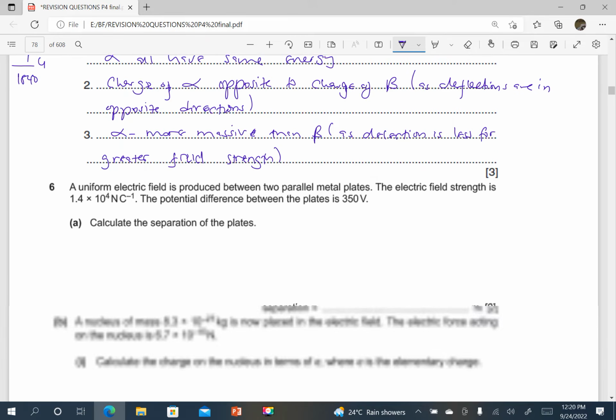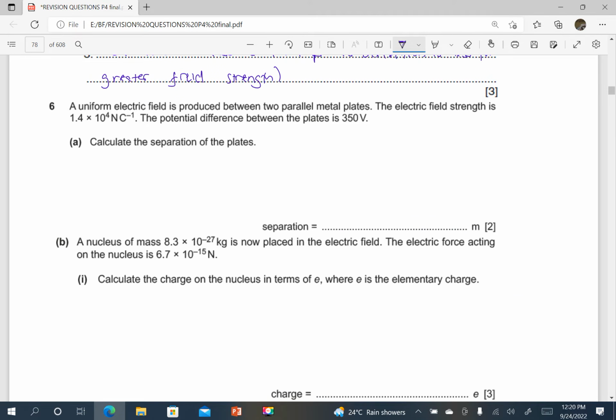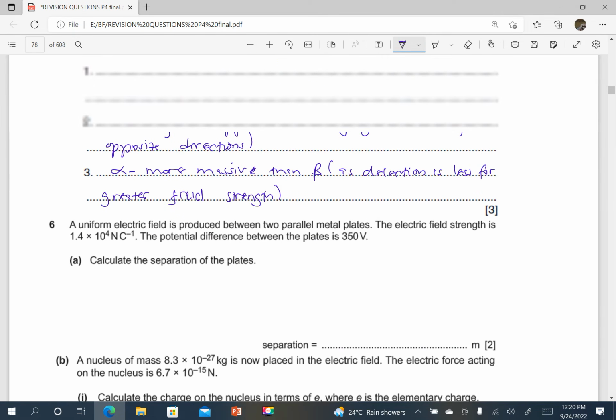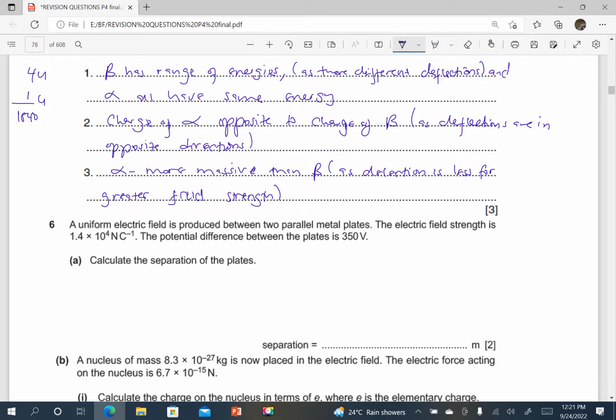So that is that particular question. Because alpha particles are more massive, their deflection is very small compared to that of beta particles, which are easily deflected because they are lighter.